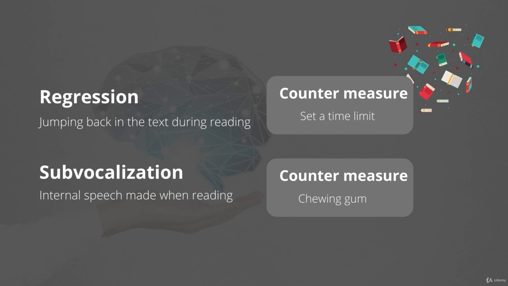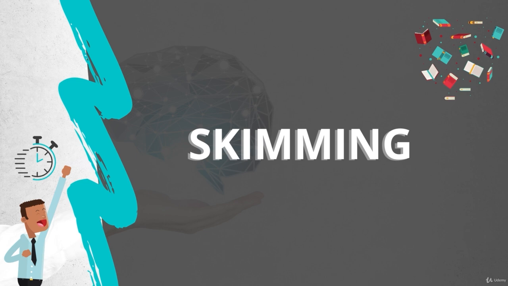So use our next practice text to try it out for yourself. Try to avoid regression and subvocalization, you will see that it will make you a faster and more efficient reader. In our next lesson we will move on with skimming. See ya then!